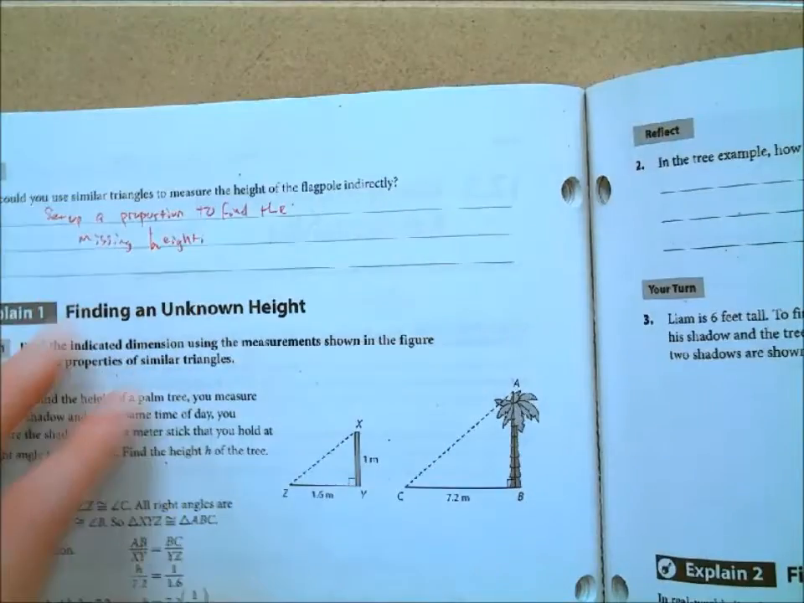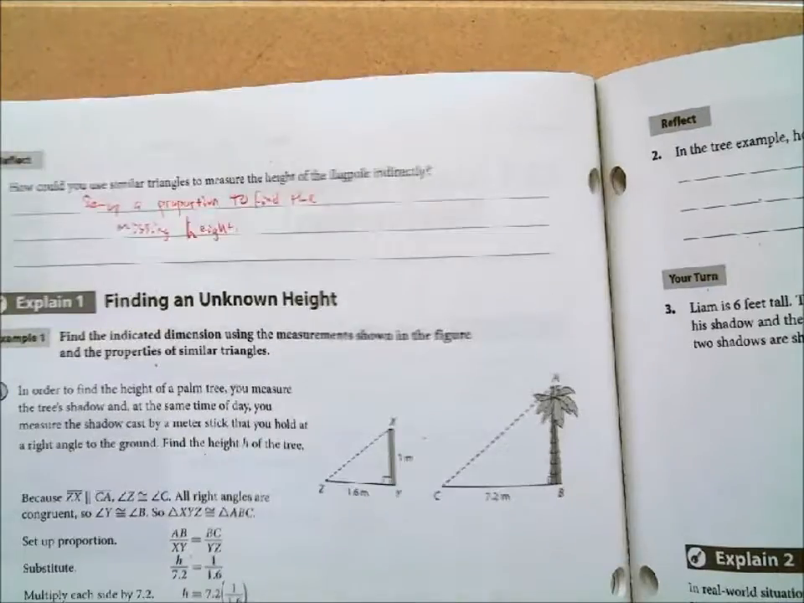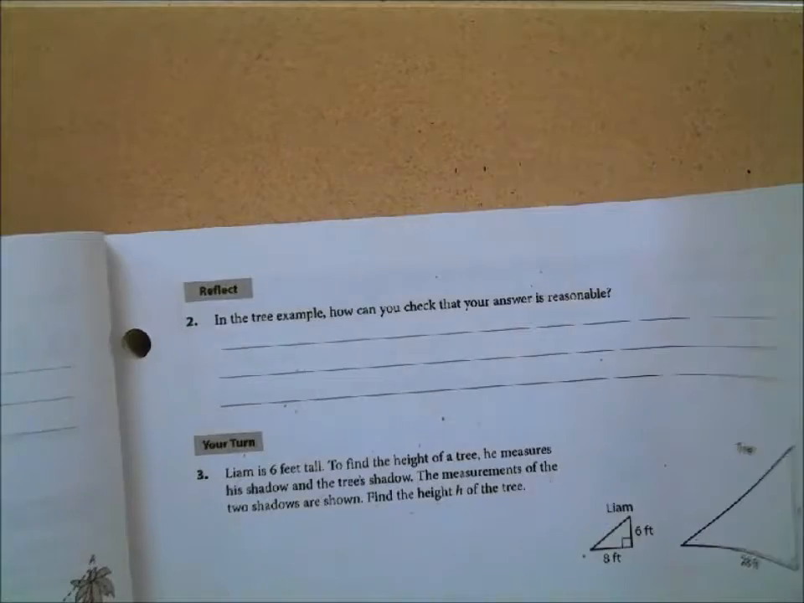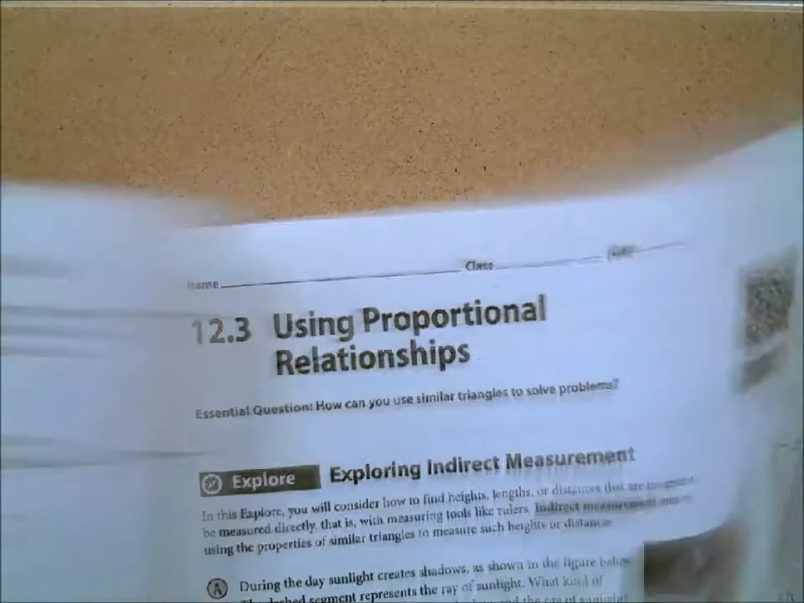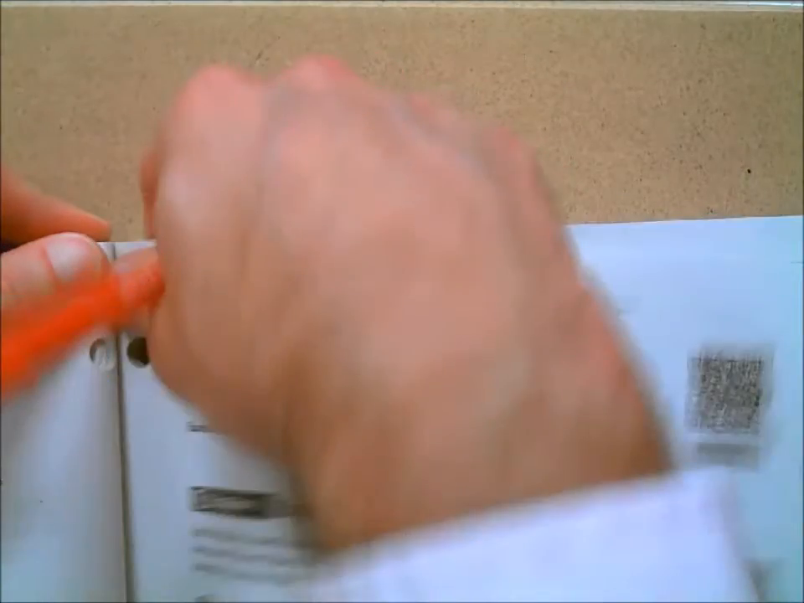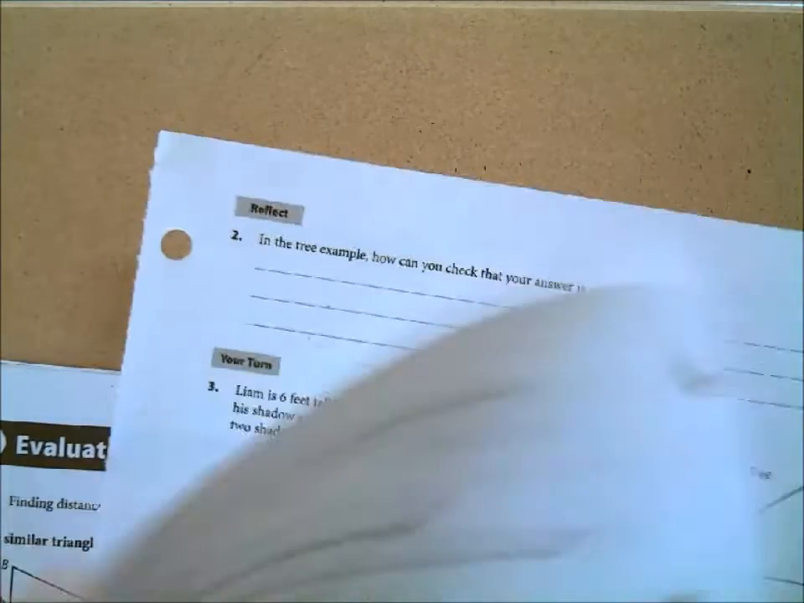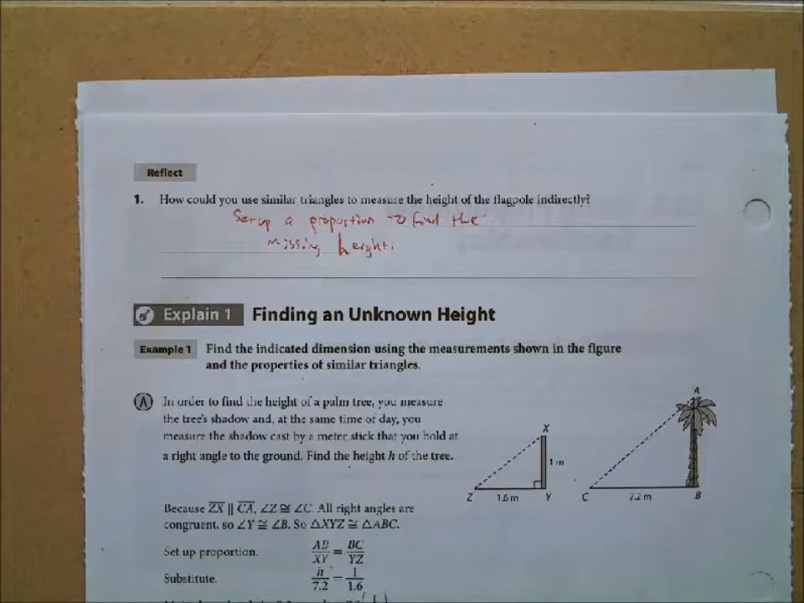Oops, I'm off the screen. Actually, let me just do this. This will be easier if I do it this way. So, there we go. Set up a proportion to find the missing height.